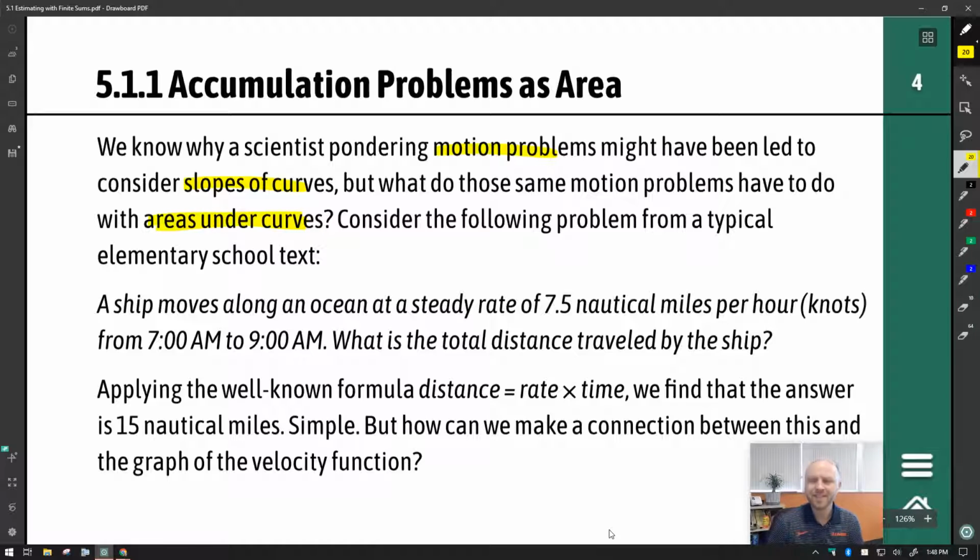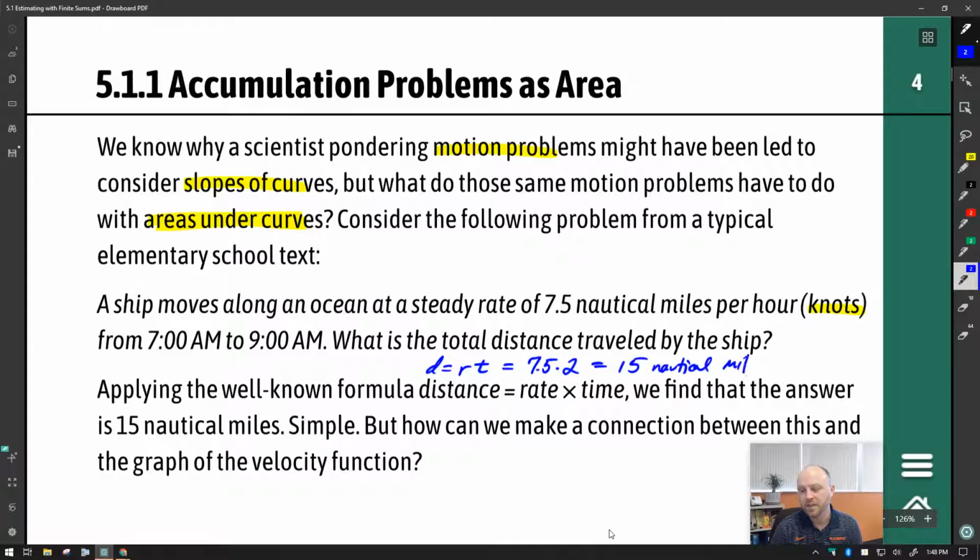Areas under curves. So consider the following problem from a typical elementary school text. It starts like this. A ship moves along an ocean at a steady rate of 7.5 nautical miles per hour, also known as knots, from 7 a.m. to 9 a.m. What is the total distance traveled by the ship? Well, we know that famous formula, distance equals rate times time, or D equals RT. We can use that to figure out the distance by multiplying the rate, 7.5 knots, times the time. In this case, 7 a.m. to 9 a.m. is 2 hours. That's going to give us 15 nautical miles.